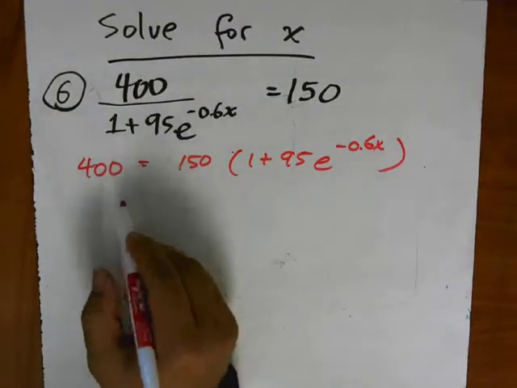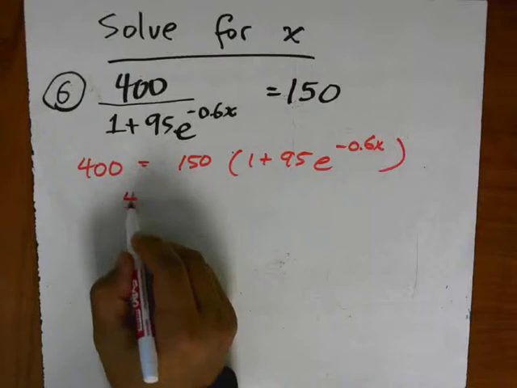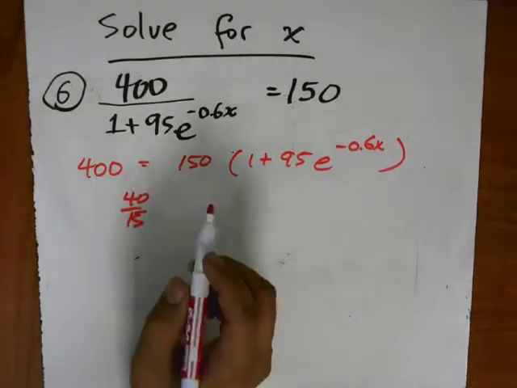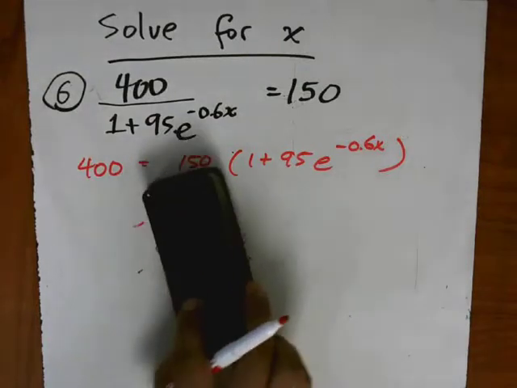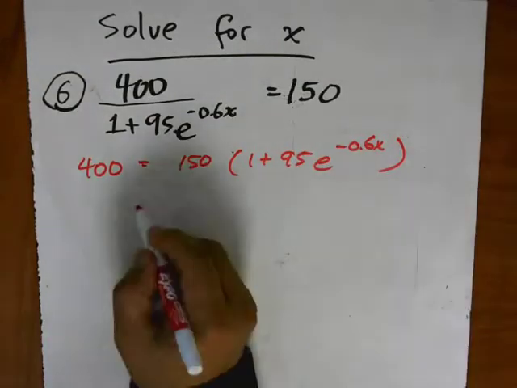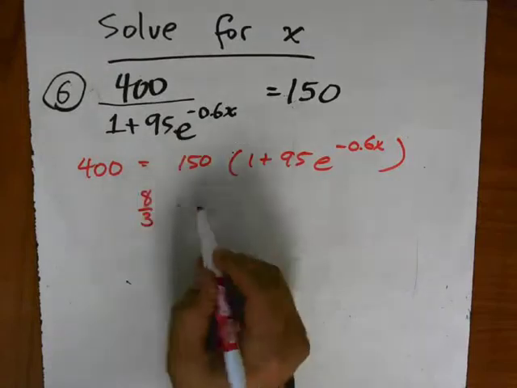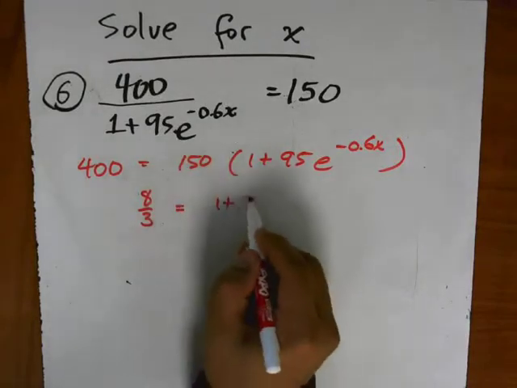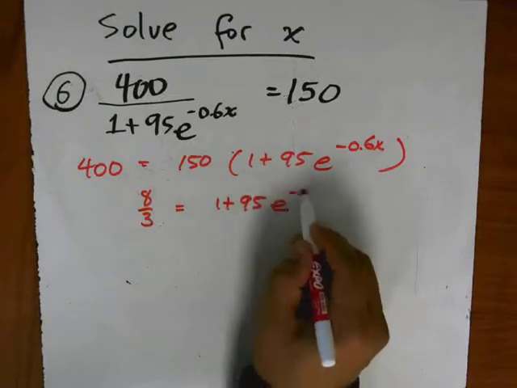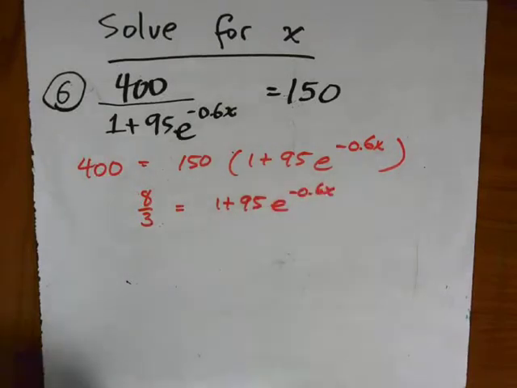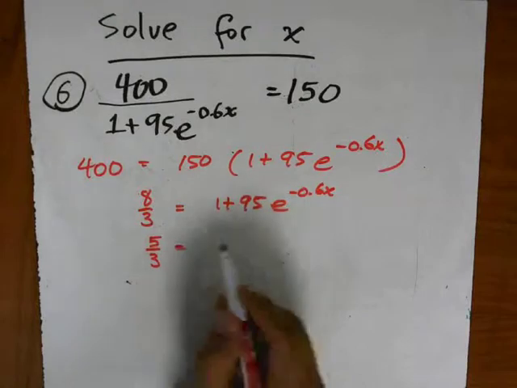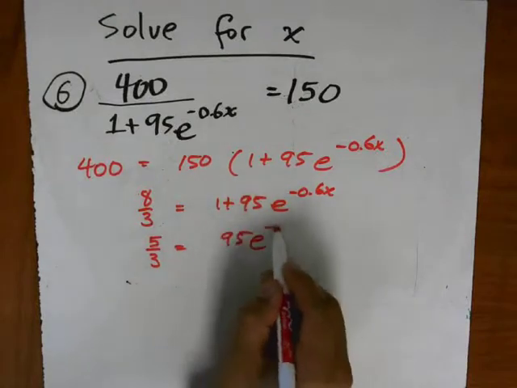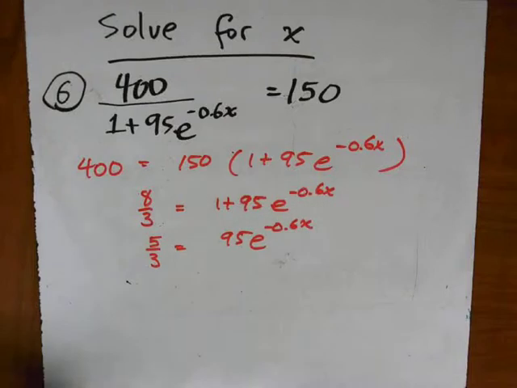So 40 divided by 150 is 40 over 15, or that's 8 over 3. I'll erase that. So this is 8 over 3 is equal to 1 plus 95 e to the negative 0.6x. Okay. Then I can subtract 1 from both sides. So that gives me 5/3 is equal to 95 e to the negative 0.6x.